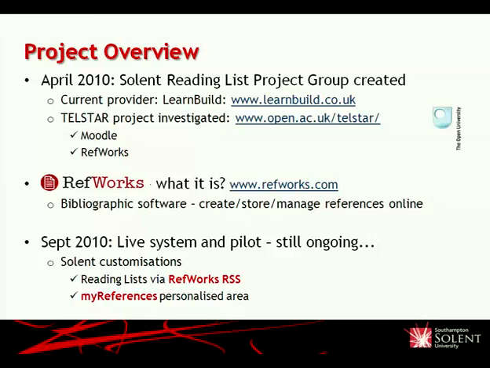So we loaded the code onto our live system, we tweaked it, we created our own styles, we did some customizations, and then we tried piloting it with students in the first semester and also the second semester. The two things to point out at this point, I'll take you through the system, but it does get a little bit confusing. There are two elements to the system. There is the reading list part. We generate reading lists via RefWorks RSS feeds. And then there is the myReferences personalized area, which is the cut-down version of RefWorks. So there's two elements to the live system. Okay, so that's where we are.